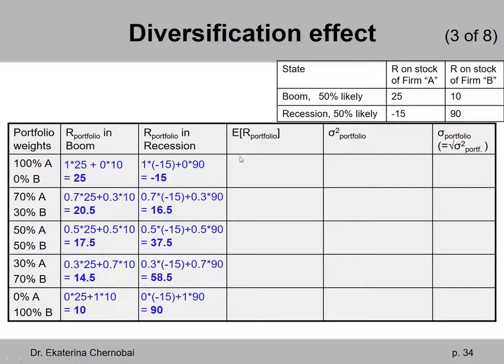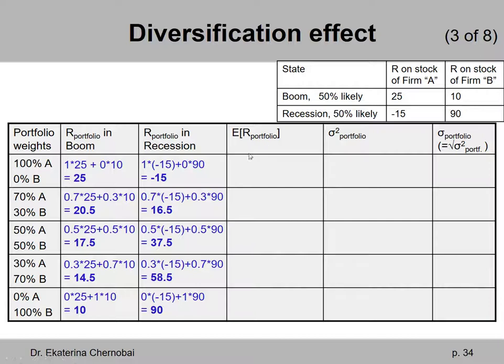Next, how would we calculate the expected return on the portfolio, the third column? The word expected always means you must use probabilities. If you see the word expected, it means you must use probabilities somehow. We have not used them yet when we were doing portfolio return in individual states. Expected means we're doing something that combines different states into one number.